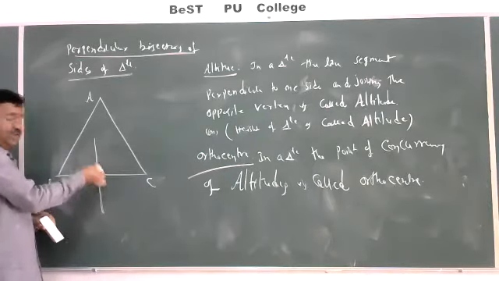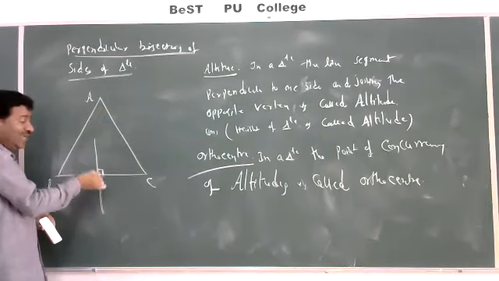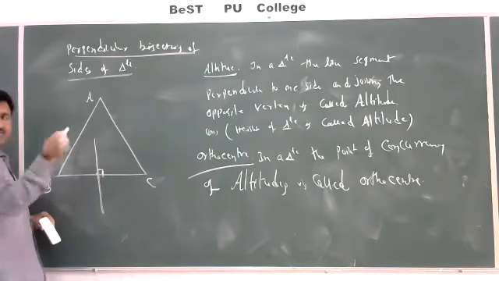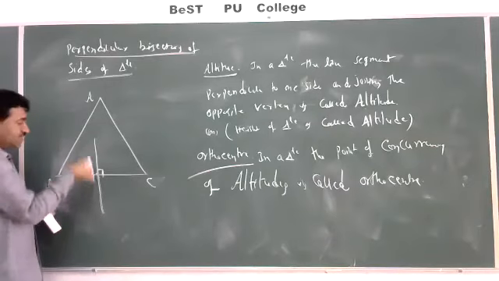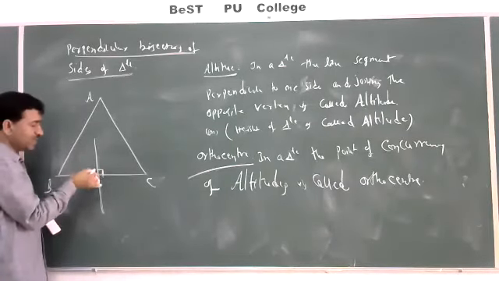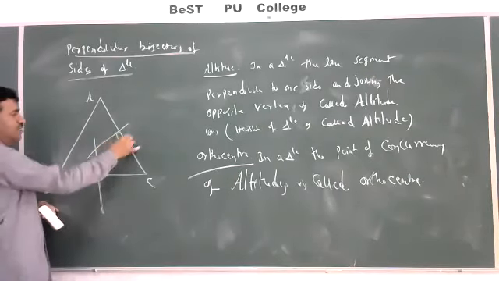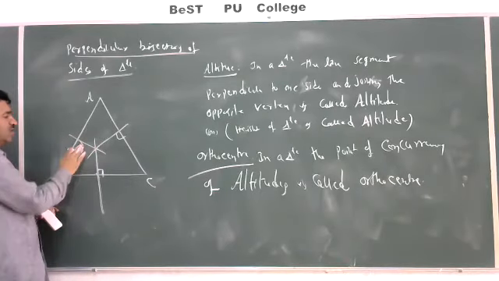Median means passing through the midpoint and the opposite vertex. Altitude means perpendicular and through the opposite vertex. See the comparison between all the three. And perpendicular bisector means only two conditions: perpendicular to the side and passing through the midpoint. And these three are concurrent. We have three perpendicular bisectors, and all the three are concurrent.